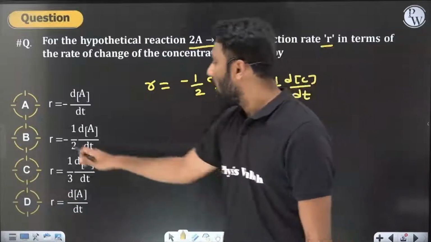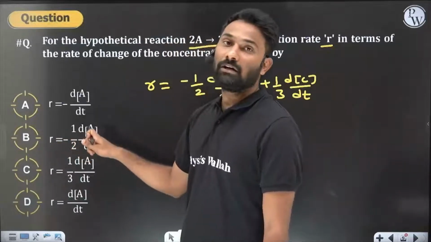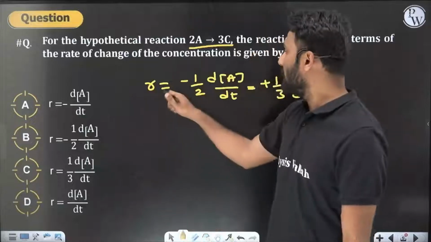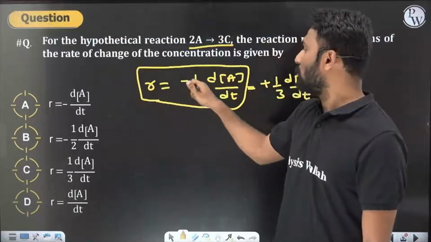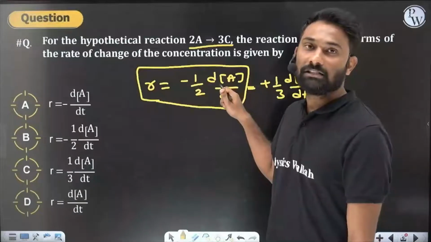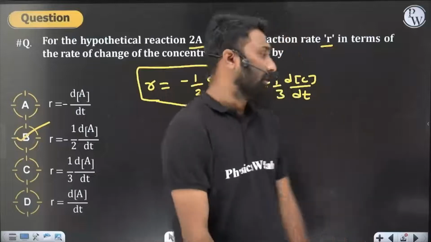Now for option number 2, R is equal to minus of change in concentration of A by dt. Here also in the rate expression we have expressed R is equal to minus of change in concentration of A by dt. Now this is the correct answer. Okay, next question.